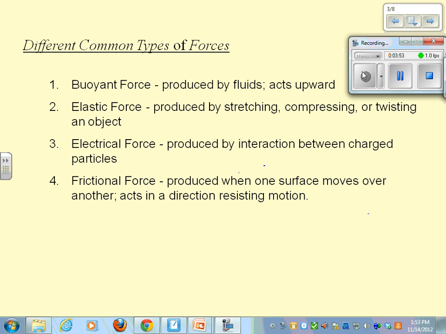Friction force is produced when one surface moves over another, and it always acts in a direction resisting motion. Does there have to be motion for there to be friction? No. Did you speak too soon, Matthew? Can you give me an example where there is friction but no motion then? Something has friction greater than the force being applied.